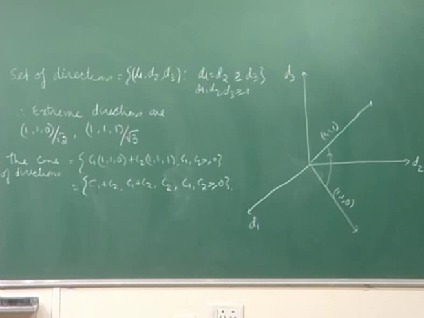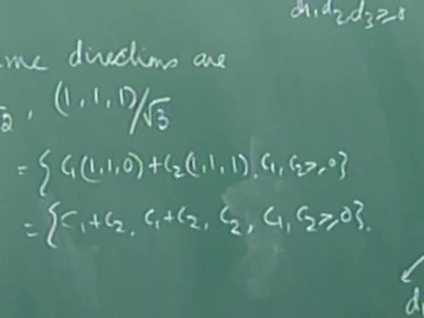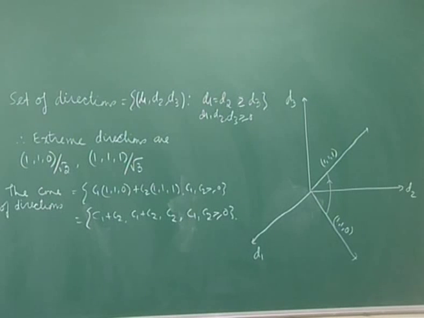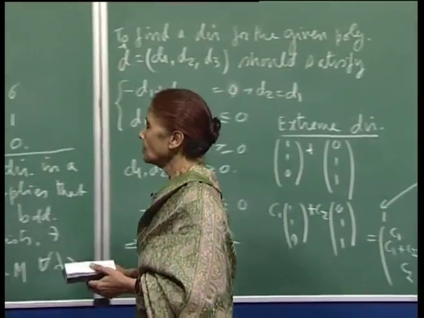And so, I have shown you that you take a non-negative combination, C1 plus C2 comma C1 plus C2 comma C2, right, where C1 and C2 are non-negative. So, these satisfy the condition that the first component and the second component are the same, and they are both greater than or equal to the third component. Therefore, you see that the feasible region that we were considering is not bounded, because there are directions in the feasible region.